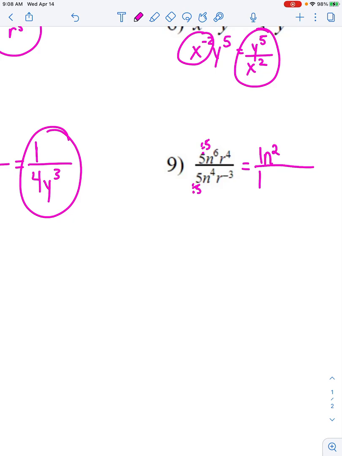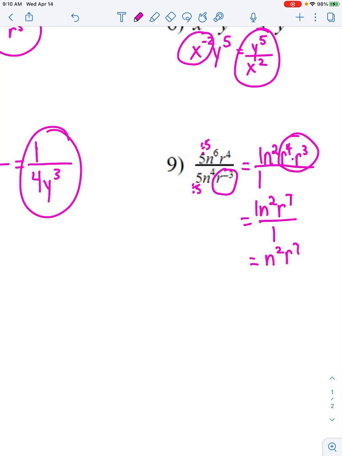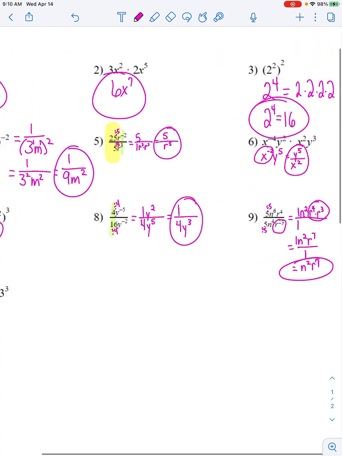Now let's deal with the r's. I notice there's a negative exponent on the bottom, so I'm going to have to move those up top to make them positive. Now let's simplify. So I have 1n squared. This is now the product rule. So I keep the base and I add the exponents. I don't have to put over 1. I'm going to, but now let's simplify. This coefficient of 1 can become invisible. And that divided by 1, I don't have to do that. That just gives me the same answer. So your final answer should be n squared r to the 7th.